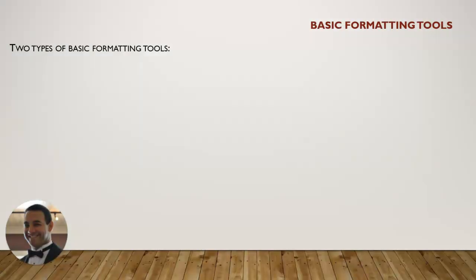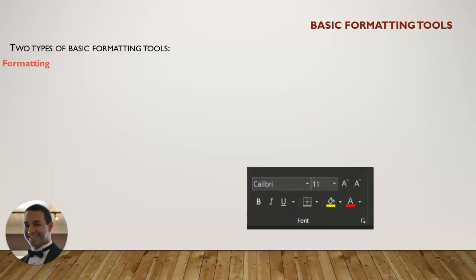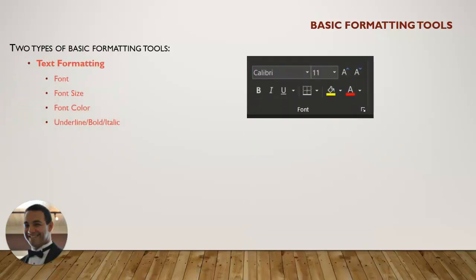Excel provides a whole bunch of formatting options. Now, we don't have time to go into all of them here, but these tools fall into two categories. There's text formatting tools. That includes font, font size, font color, underline, bold, italic, all the things you would think of to format your text.